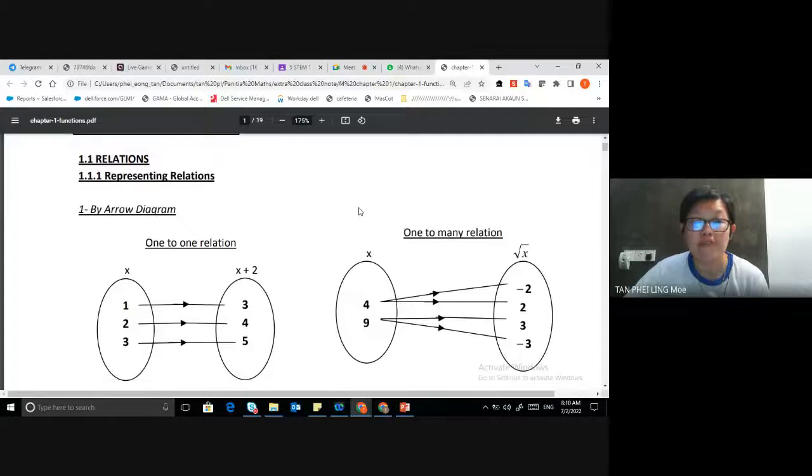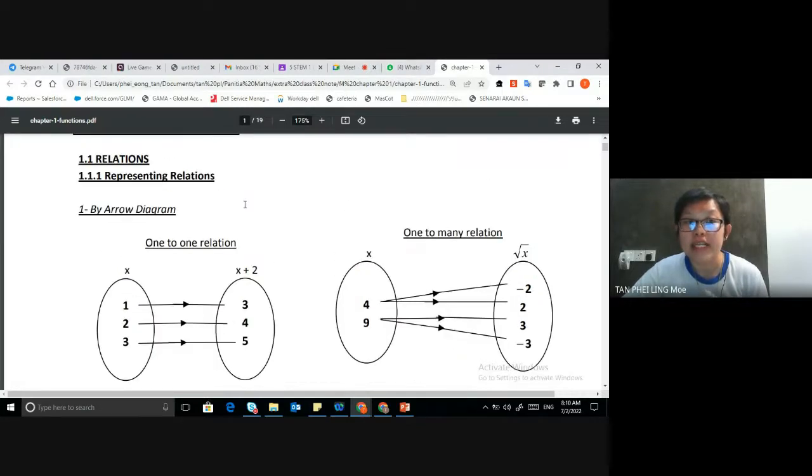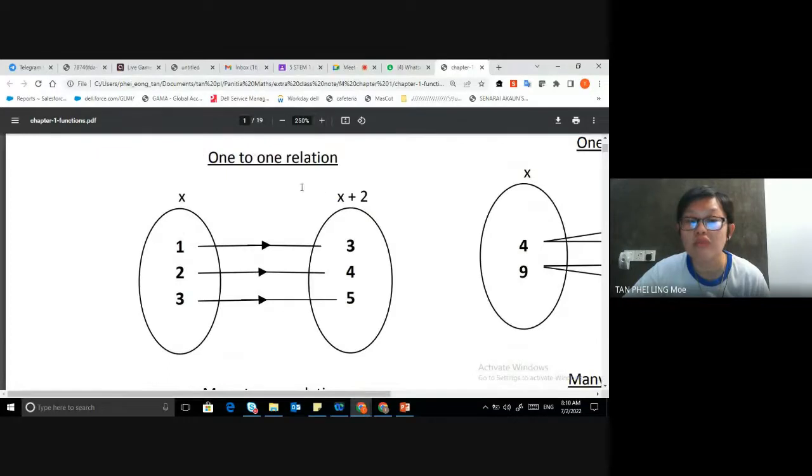That's why when we have 1.1 here, we talk about the relation that you have learned back in Form 2. You can represent it in different ways, like you can represent the relation by arrow diagram. So what does it mean by arrow diagram? You can see this one, the part one. It is a one-to-one relation.